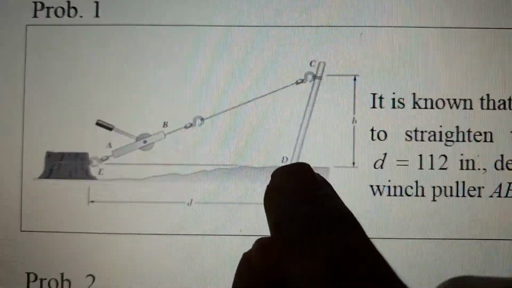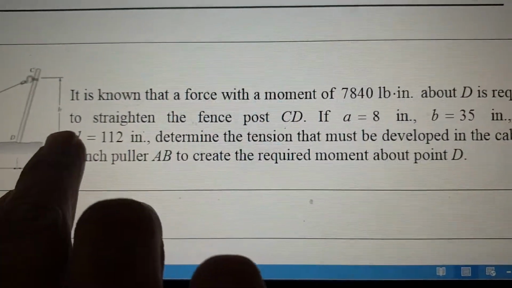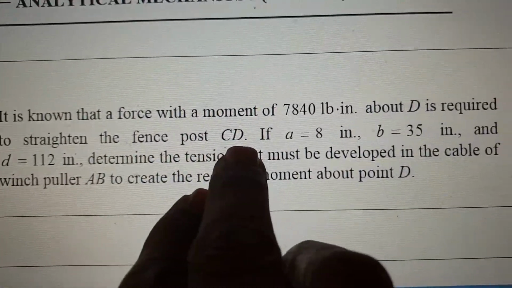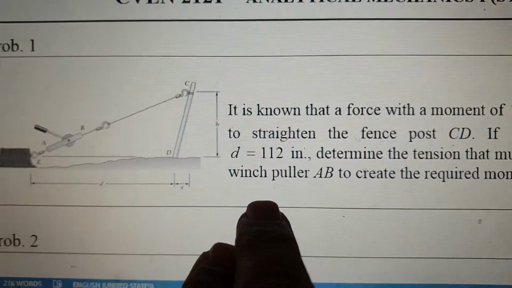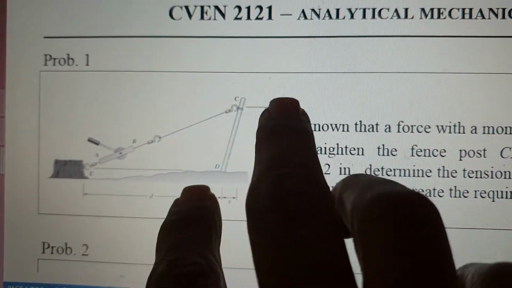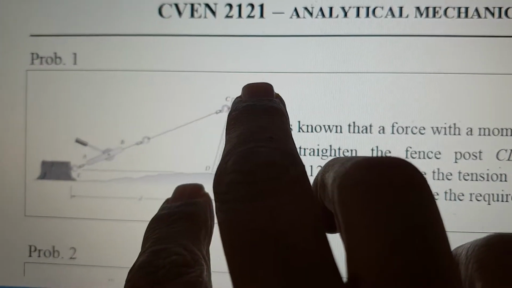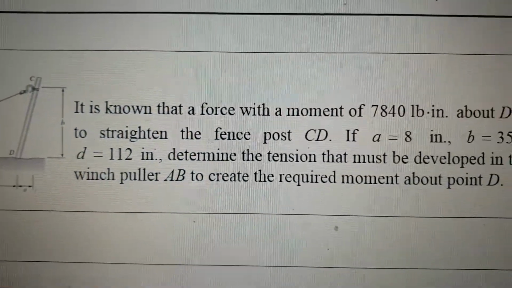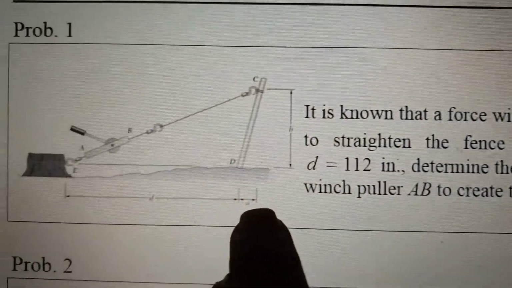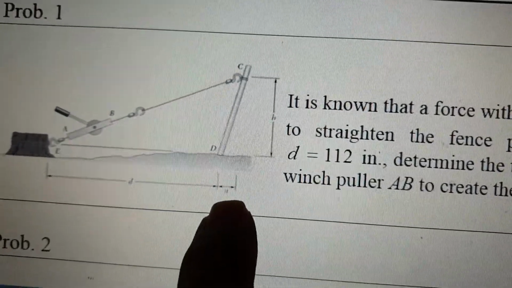The moment around D is 7,840 pound-inch, required to straighten the fence post CD. This is the fence post CD. You want to straighten it, so there is a moment to straighten the fence post CD. If A is 8 inch, this A is 8 inch, the distance from here down to point D.